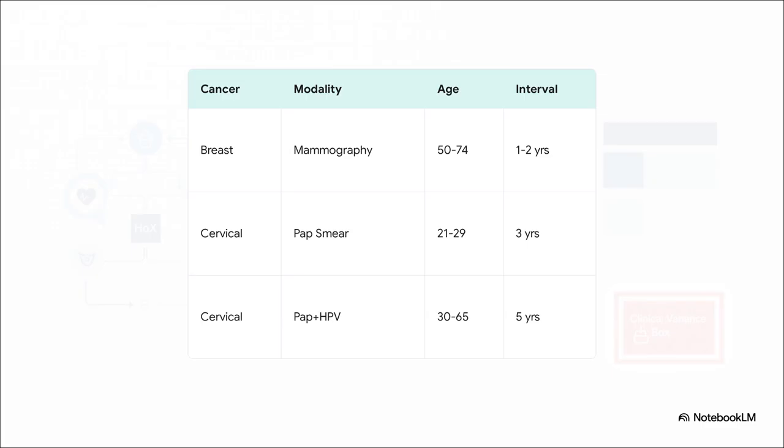Let's contrast those parameters with the breast and cervical matrices. Mammography locks in from age 50 to 74, occurring every 1 to 2 years. Cervical screening, on the other hand, kicks off right at age 21 with cytology every 3 years. But notice the hard shift right at age 30. That's when the algorithm introduces HPV co-testing, which stretches the safe interval out to 5 years.